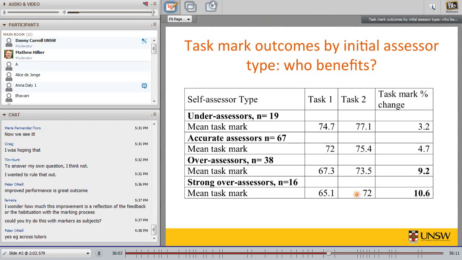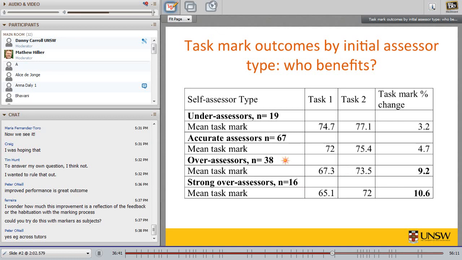Amongst the over-assessors, especially the strong over-assessors, only a very few students did not improve their self-assessment accuracy. The ones who did not improve their self-assessment accuracy did not show task mark gains. But students who improved their self-assessment accuracy had better performance on the criteria they performed poorly in, and quite strong task mark changes. In the other course, the task mark improvement was about 5% for this group, compared to about 2.5% for the overall cohort.